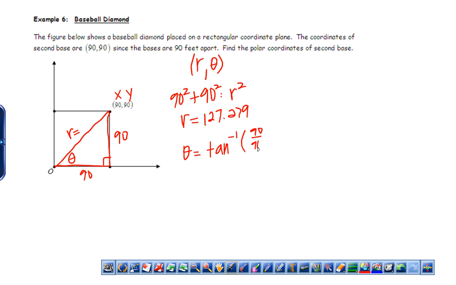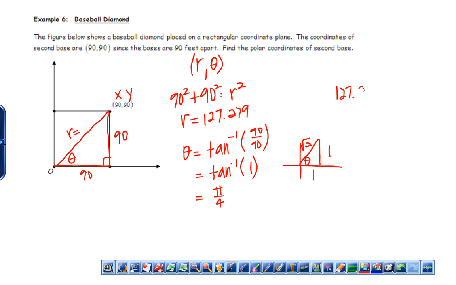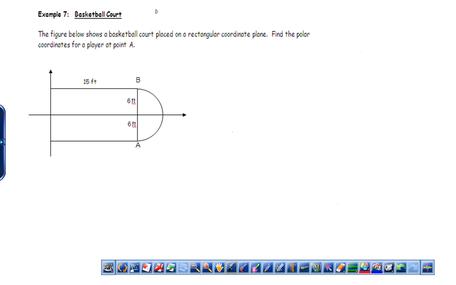over 90, which is 1. So arctan of 1. If we draw that triangle, I'm going to go ahead and draw that for you. That's 1 over 1, which is root 2. So what angle is that going to be? That should be pi over 4. So my answer is my r first, which is 127.279, and my theta, which is second, is pi over 4. And there's my answer.